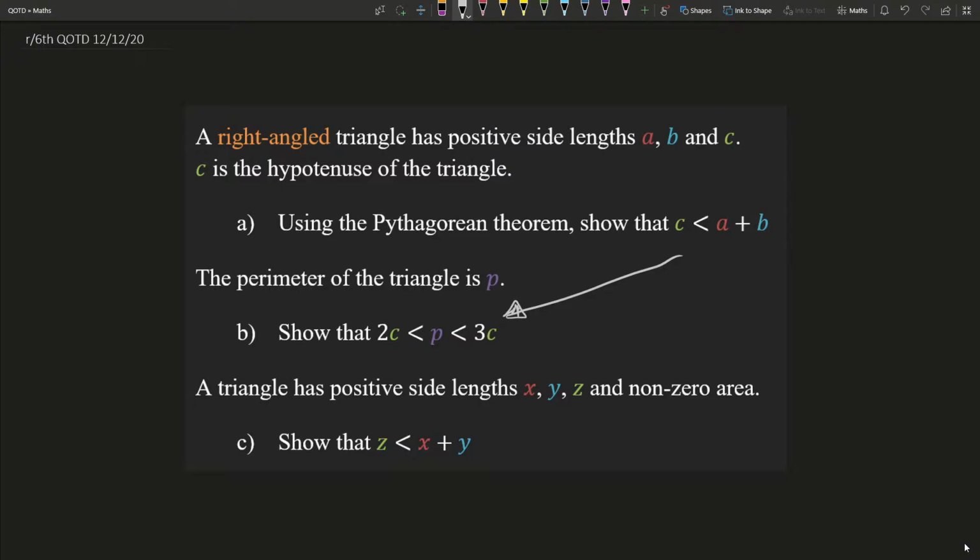And then we have a triangle that has positive side lengths x, y, z and non-zero area. However, notice that we don't necessarily have the hypotenuse here, and it isn't right-angled. So we're going to have to think about something a bit different there, and show that z is less than x plus y. Alright, let's start.